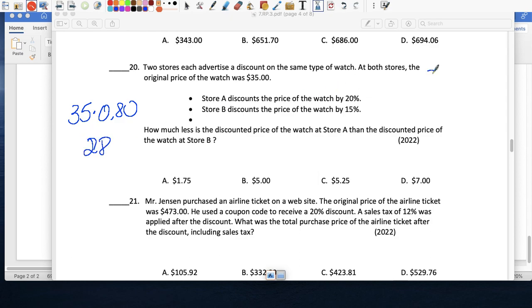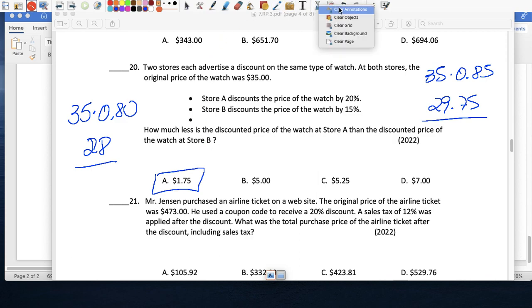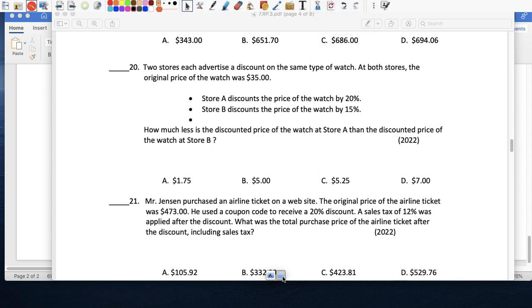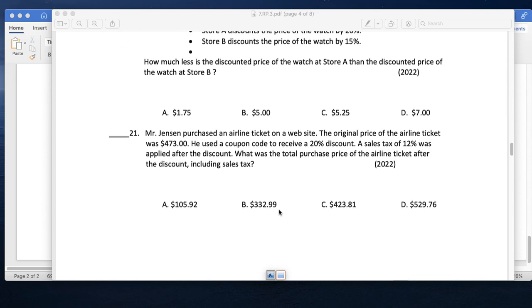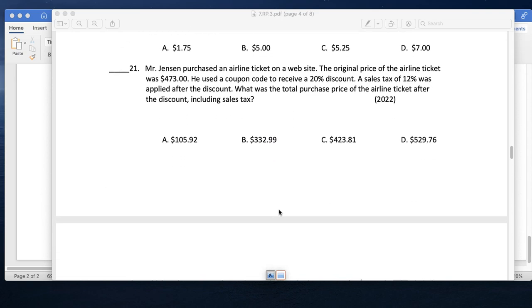Store B, 35 times 0.85, right? And that's going to give you 29.75. So what's the difference in price in both watches? Well, subtract and you get that.